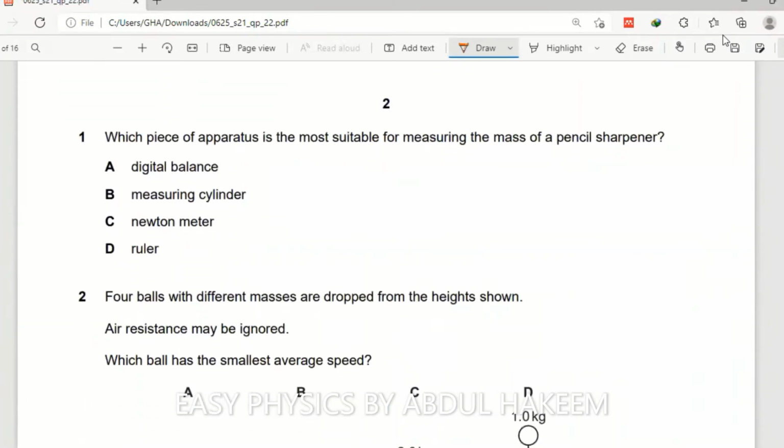Which piece of the apparatus is most suitable for the measurement of the mass of the pencil sharpener? Definitely the balance, the electronic balance, I mean the digital balance. So A is the option. Measuring cylinder measures the volume. Newton meter measures the weight, and this measures the length. So A is the correct option.